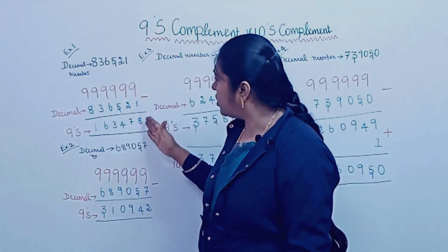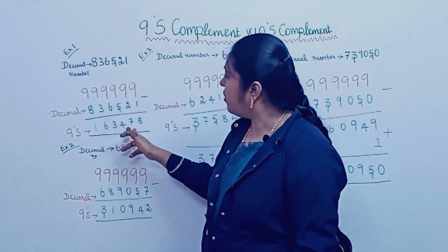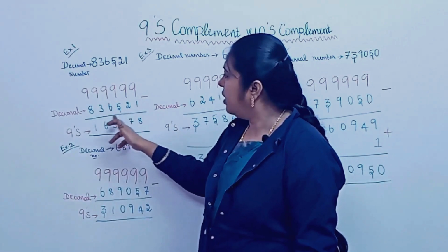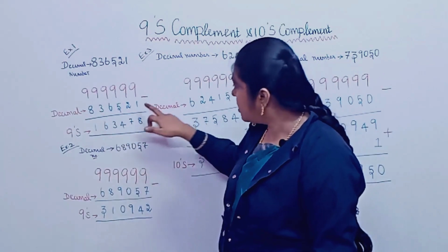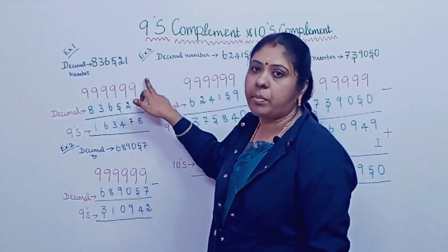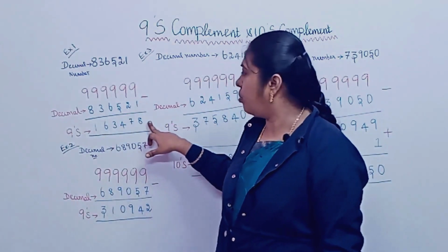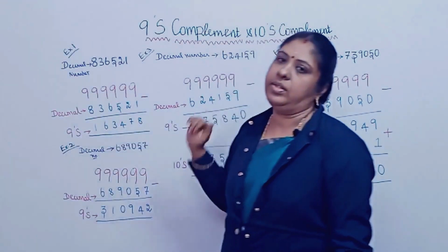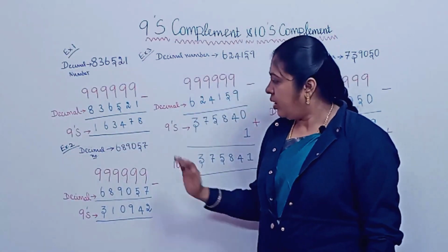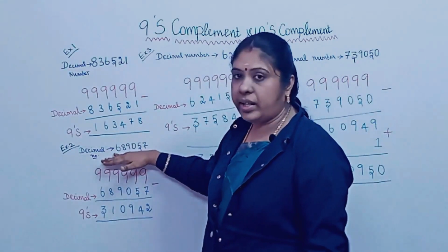Consider 9 minus 1, 8; 9 minus 2, 7; 9 minus 5, 4; 9 minus 6, 3; similarly 9 minus 8, 1. This is the decimal number and we are subtracting from 9, and this is the attained nines complement. The attained nines complement number is 163478.